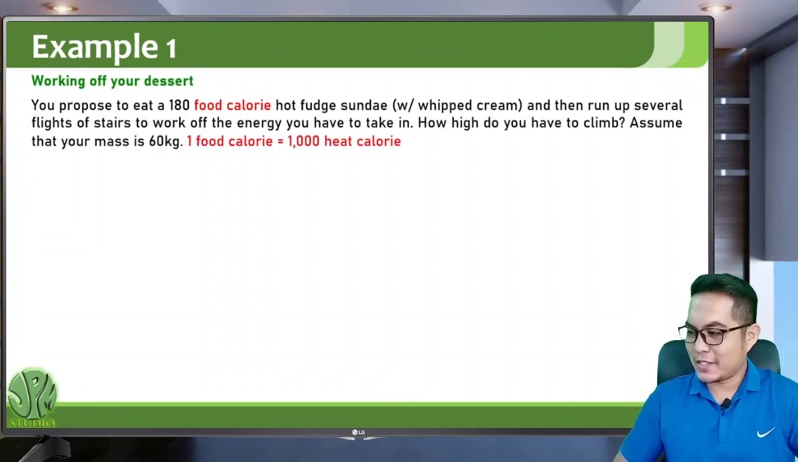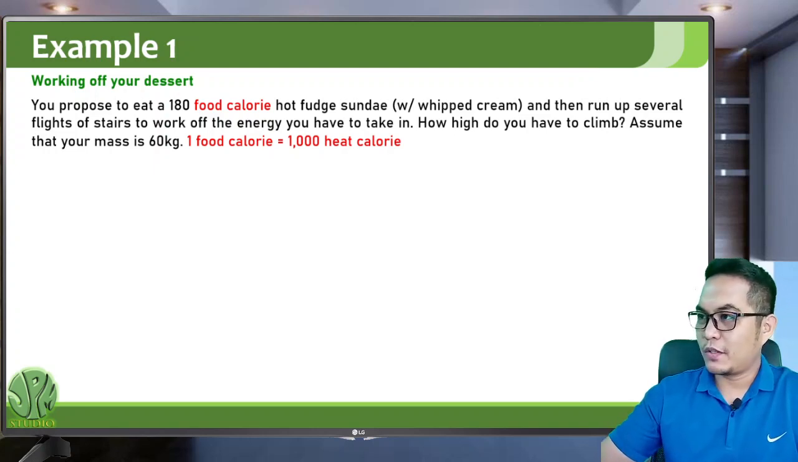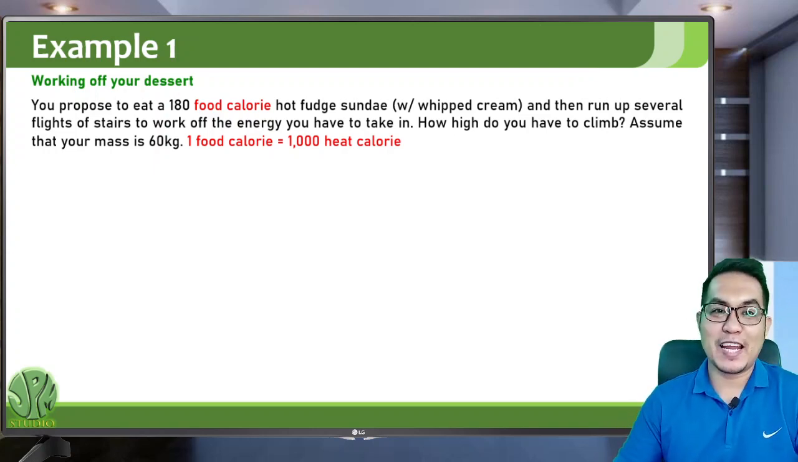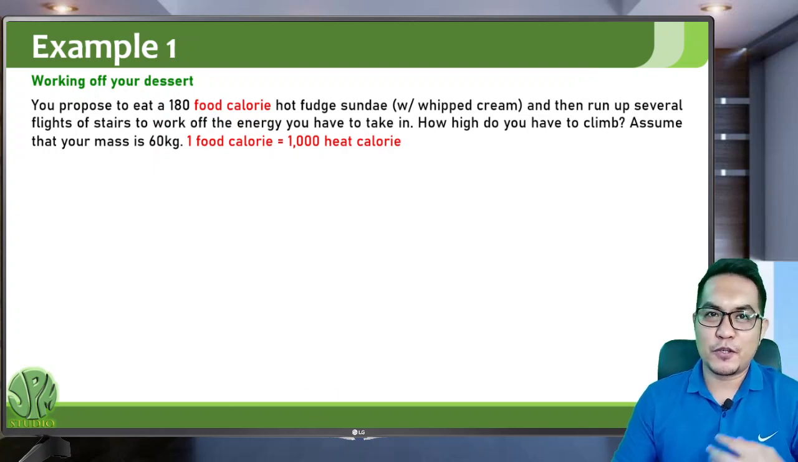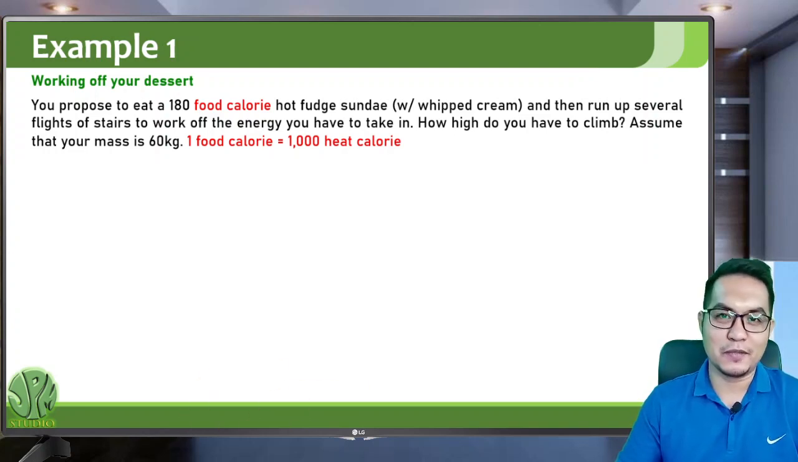Okay, this is a follow-up of that, which will be later. This example is called working off your dessert. You propose to eat a 180 food calorie hot fudge sundae with whipped cream and then run up several flights of stairs to work off the energy you have taken in. Meaning all of the food that you eat, you should burn it also, so that the change in internal energy of your body will become zero. So the heat and the work that you do must be equal in this case.